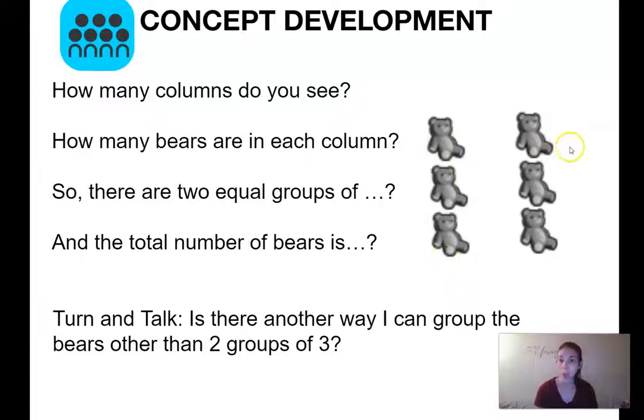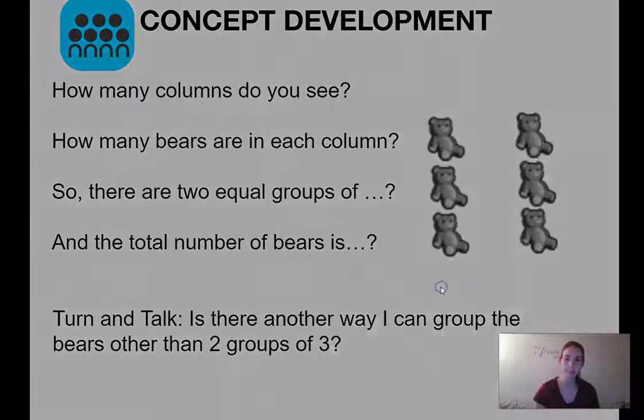You can look at the row and see how many are in each row. There's 1, 2, 1, 2, 1, 2. So there are 2 in each row, and we have 2 columns. There are 1, 2, 3 rows. Okay.